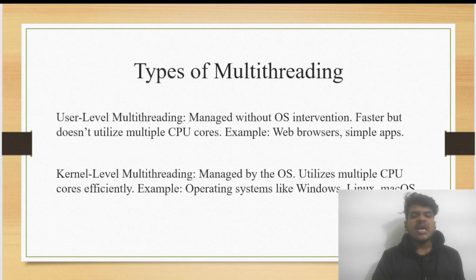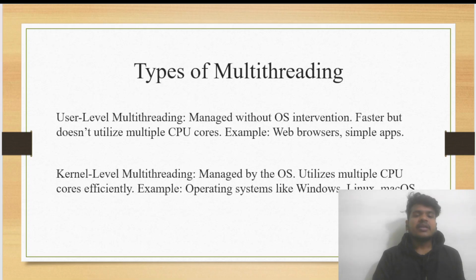Moving further, we have two types of multi-threading. Firstly, user-level multi-threading. Threads are managed without OS intervention. Like the name suggests, it is at the user level. It can be faster but cannot use multiple CPU cores efficiently. For example, web browsers and single apps.